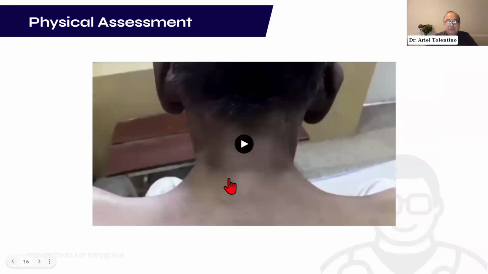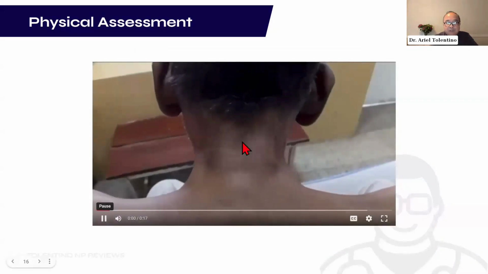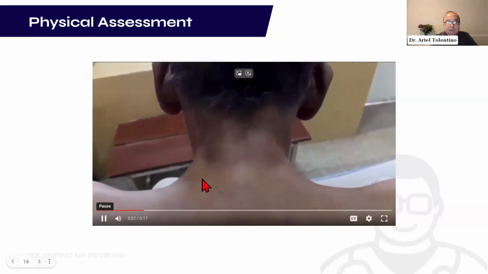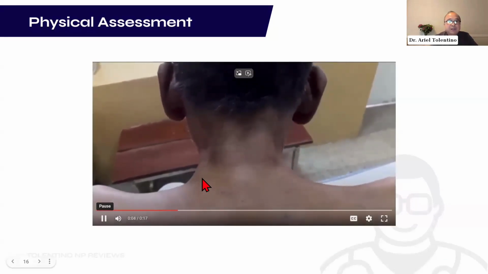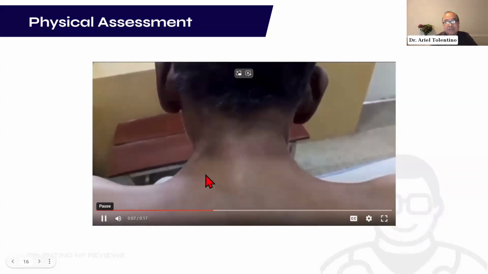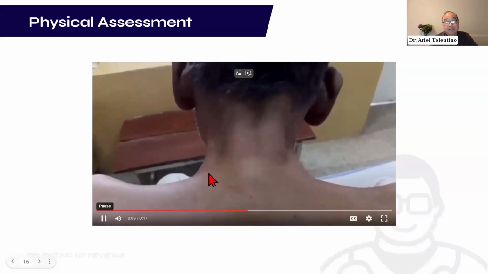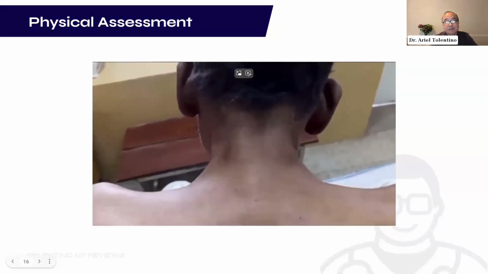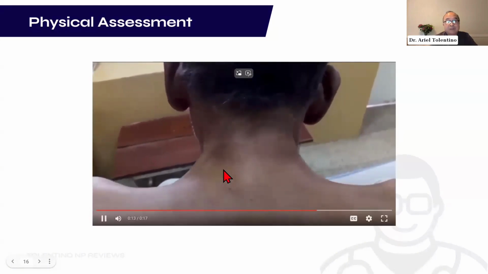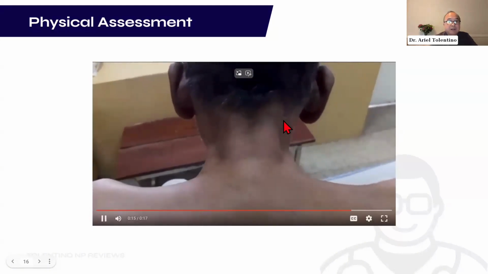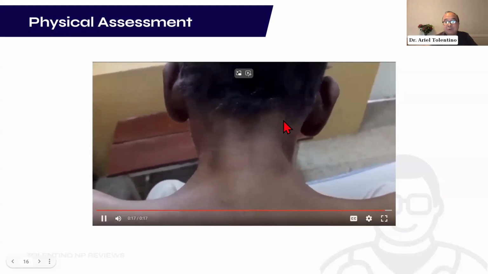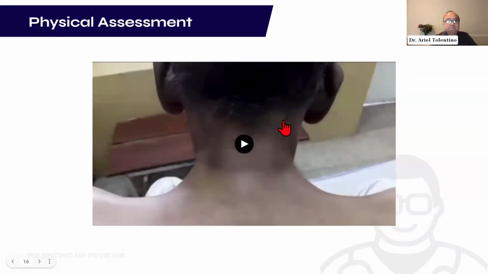We have the posterior aspect of the neck, and you see more of the work of your trapezius muscles. Your trapezius muscles are made to stabilize and move the scapula, and they help in expanding the thoracic cage to increase the breathing capacity. You also see some head bobbing in this patient who has shortness of breath.